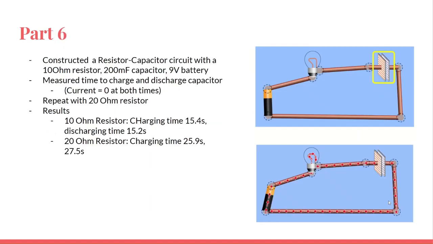Now part six, we constructed a resistor capacitor circuit with a 10 ohm resistor, a 200 millifarad capacitor, and a 9 volt battery. So for the measured time to charge this, you can see the current was zero both times. And we repeated this with the 20 ohm resistor. Results, we get the charging time is 15.4 seconds, and the discharging time is 50.2 seconds for the 10 ohm. And for the 20 ohm resistor, charging time is 25.9, and discharging time was 27.5 seconds.